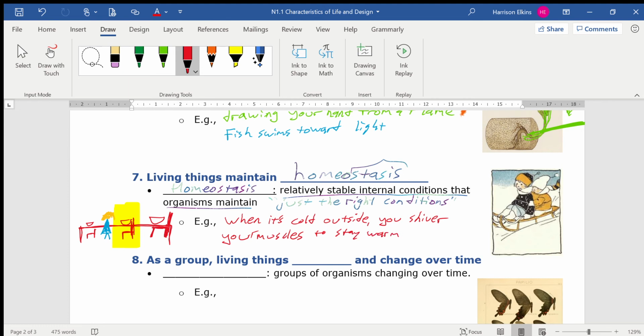Okay? So that's a way that your body maintains homeostasis. A plant might keep homeostasis too. Maybe it's too dry, and so it sucks up more water so that it keeps its internal conditions right.